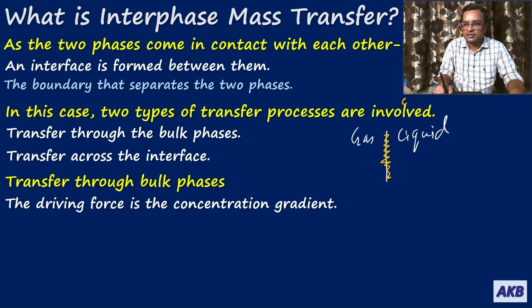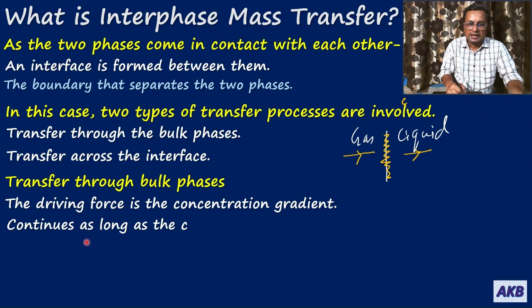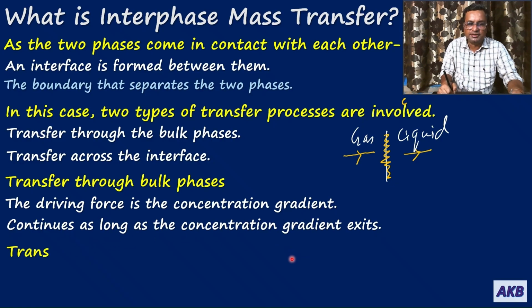So there is transfer through bulk gas phase and transfer through bulk liquid phase, and the driving force for this transfer is the concentration gradient. For example, in the gas phase, as long as there is a concentration gradient, transfer is going to continue. So for transfer through bulk phases, the driving force is the concentration gradient. And as I said, it will continue as long as the concentration gradient exists.